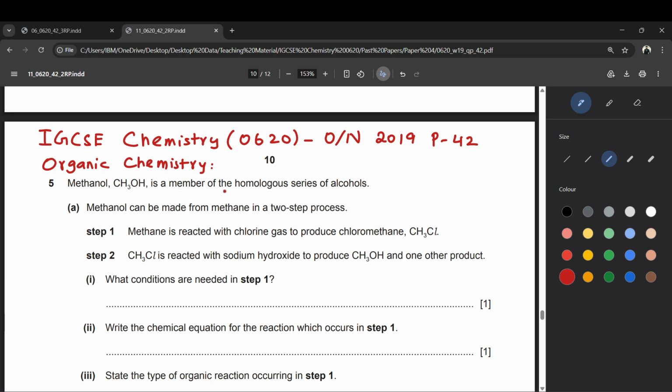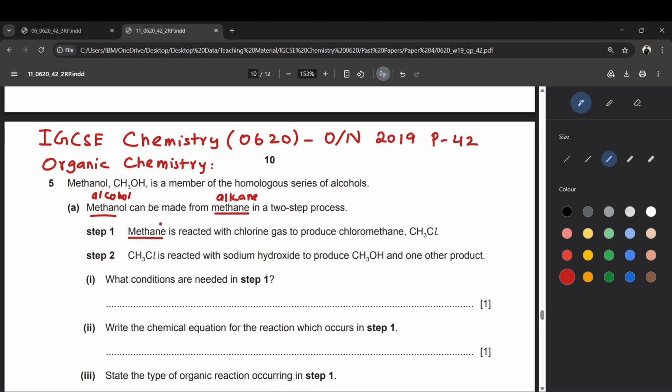Methanol is a member of the homologous series of alcohols. Methanol can be made from methane in a two-step process. Okay, so methanol is an alcohol and methane is an alkane. Step one: methane is reacted with chlorine gas to produce chloromethane. Step two: chloromethane is reacted with sodium hydroxide to produce methanol and one other product. What conditions are needed in step one?